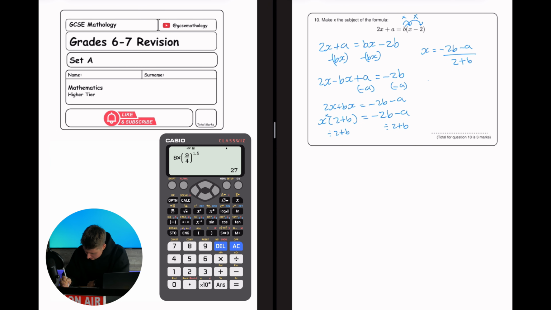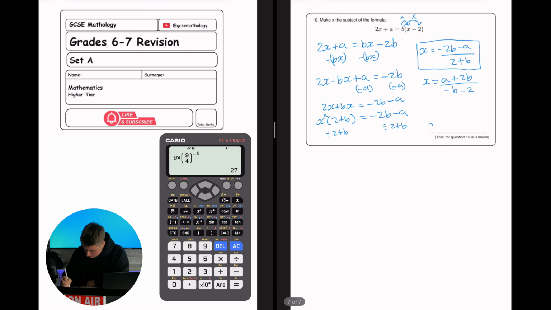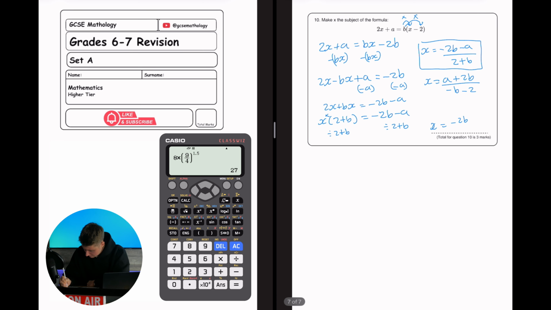You could also have this as x equals a plus 2b over minus b minus 2, if you change all of the signs, but usually I would just stick with this initial answer. So x is equal to minus 2b minus a over 2 plus b.